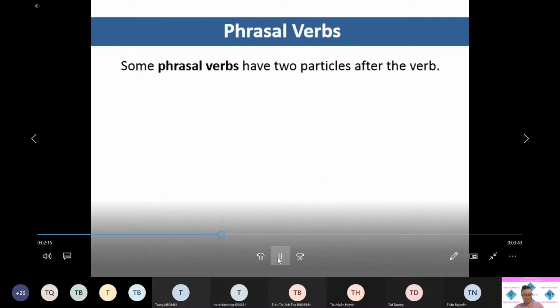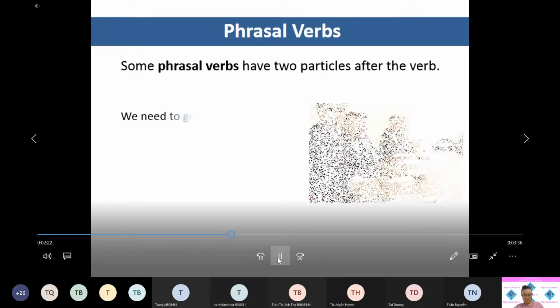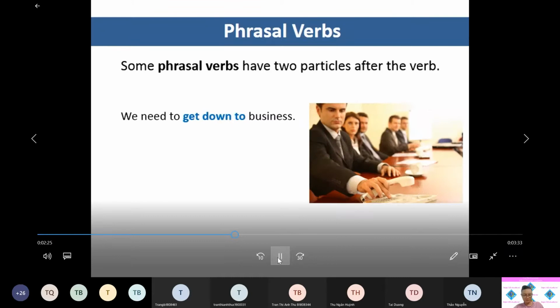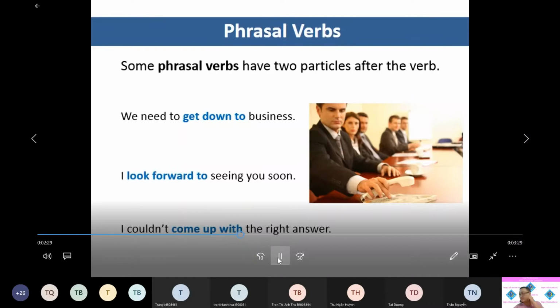Some phrasal verbs have two particles after the verb. Listen to these examples. What does each phrasal verb mean? We need to get down to business. I look forward to seeing you soon. I couldn't come up with the right answer. To get down to means to become serious about something. What about look forward to? This means to anticipate something. Finally, what meaning do you think come up with has? To come up with means to produce something.